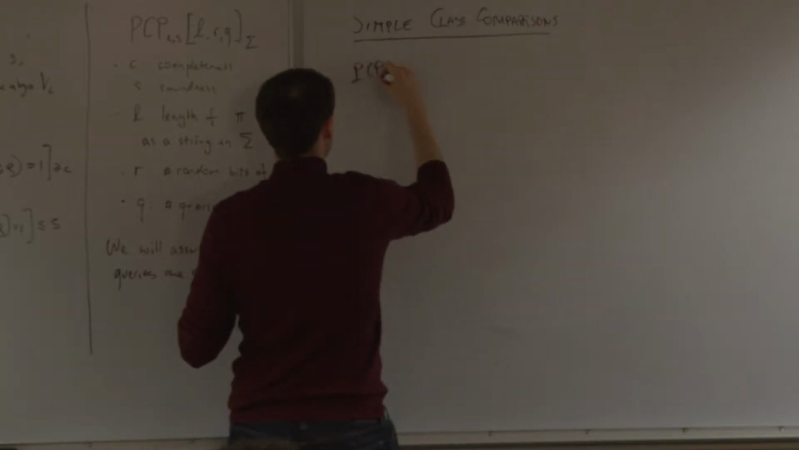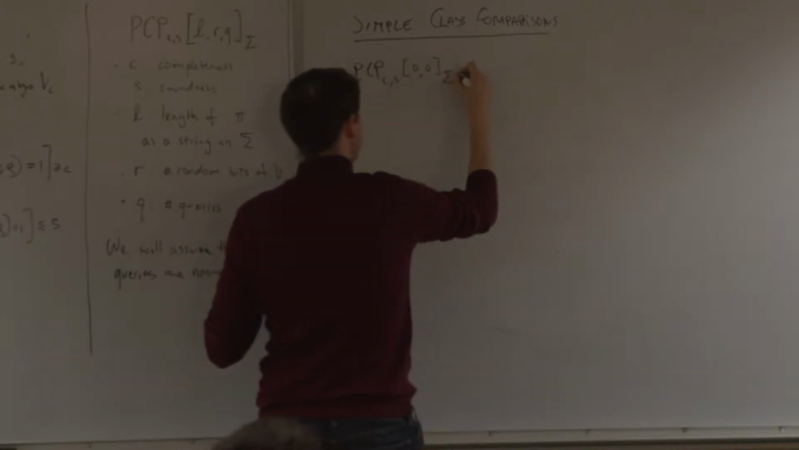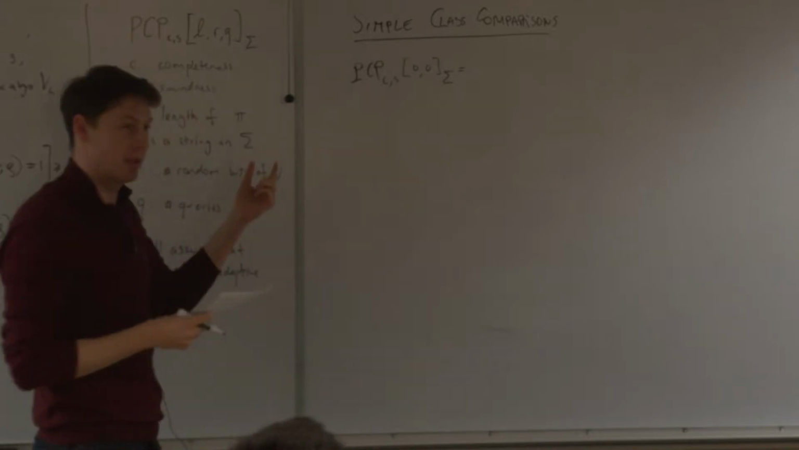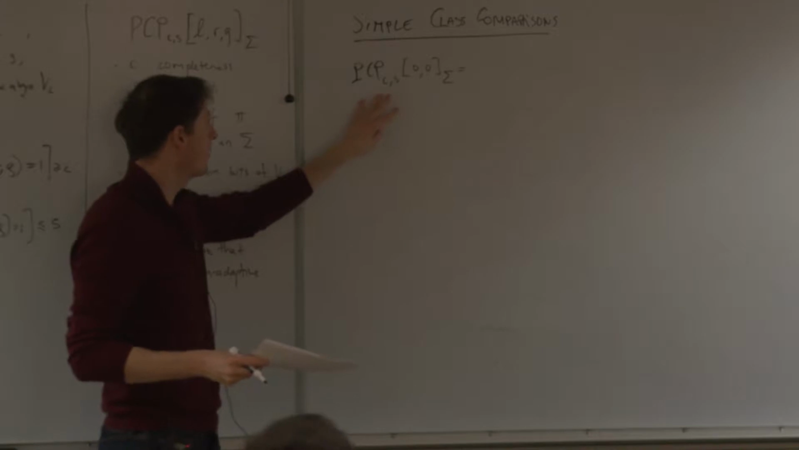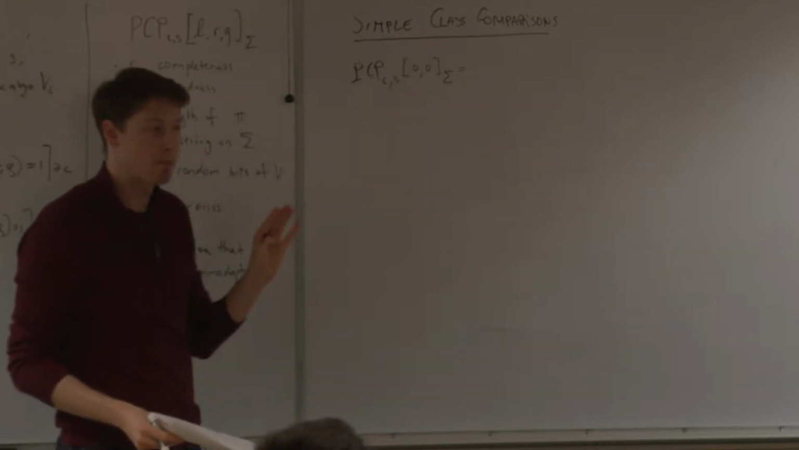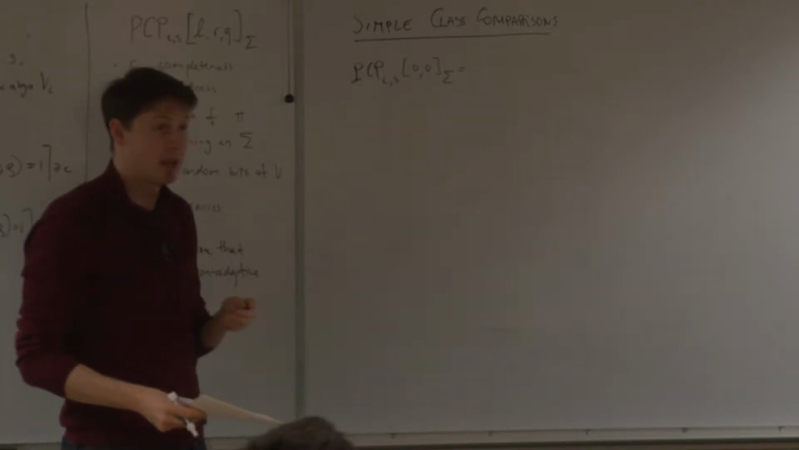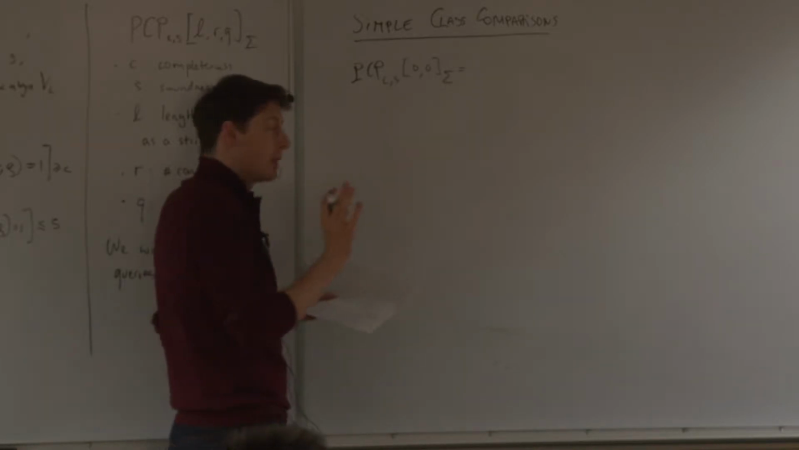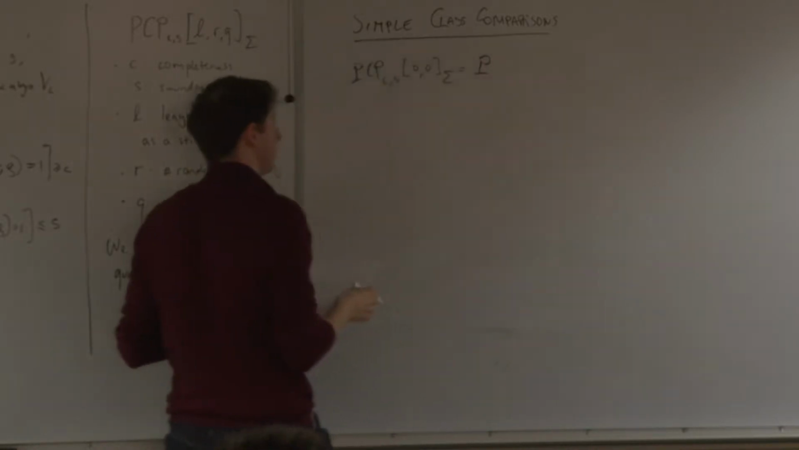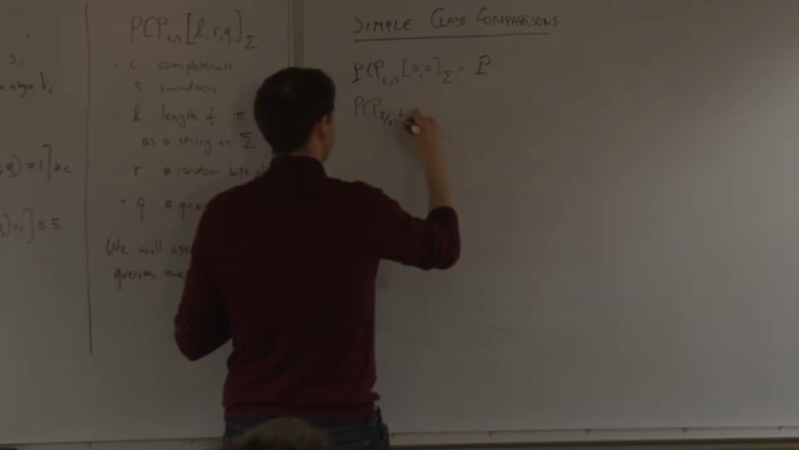So let's suppose that I write down the class PCP with parameters c, s, 0, 0. What class do you think this complexity class captures? I'm saying there's some completeness and soundness, but you don't get to flip any coins, and you don't get to ask any queries. This is P, right? Why not BPP? Because I'm not flipping any coins. So this is just P.